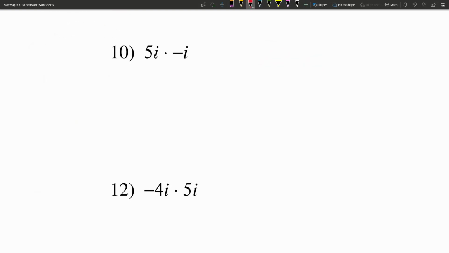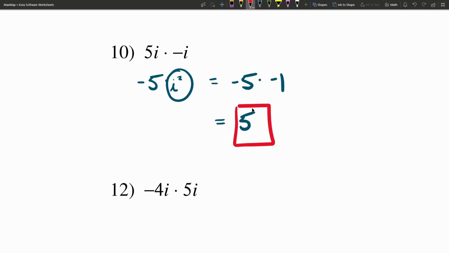Moving on to number 10, we have 5i times a negative i. So I'm going to rewrite this as negative 5 times i squared. What is i squared? i squared is negative 1. So this is equal to negative 5 times negative 1, which is equal to a positive 5. There we have it. Multiplying those imaginary parts together resulted in a real number.